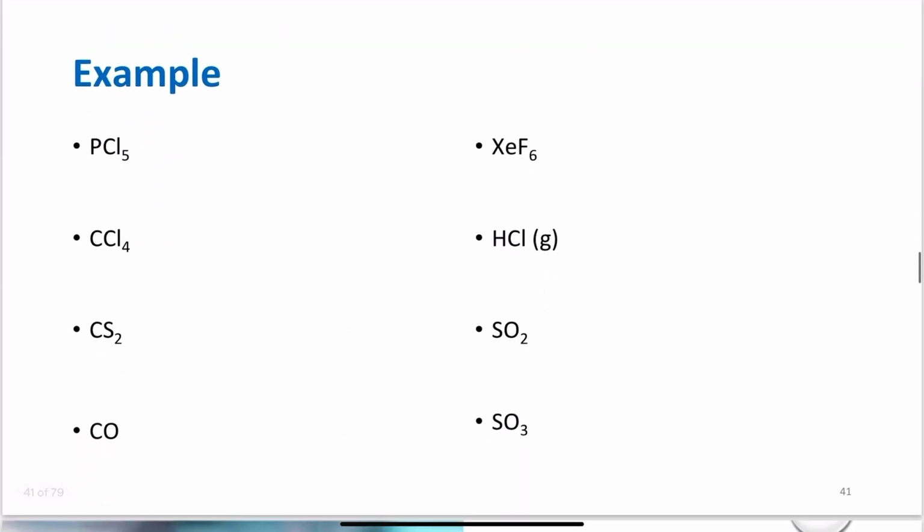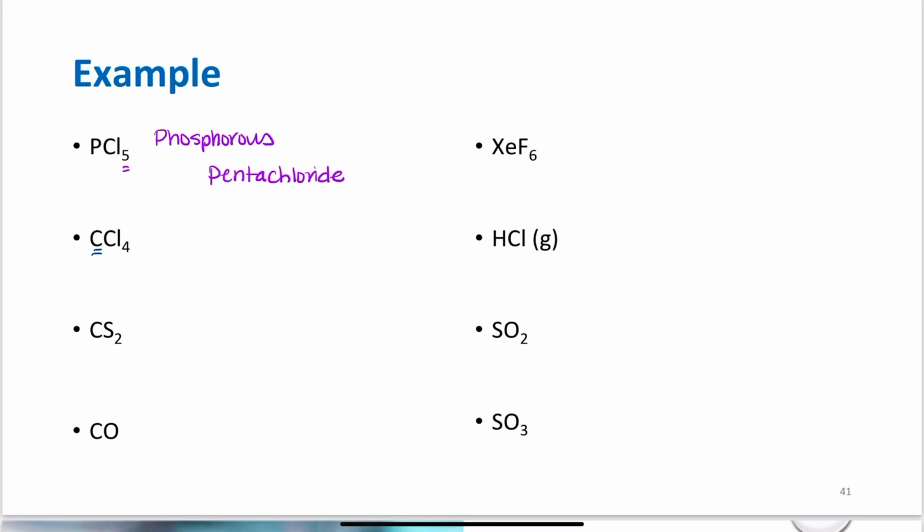What if I want to go the other direction? What if I want to give the name from the formula? Well, let's look at this. We've got P, which means phosphorus. Five chlorines. 5 is penta. Chlorine is chlor. And then instead of saying chlorine, I'm going to say chloride. Phosphorus pentachloride.